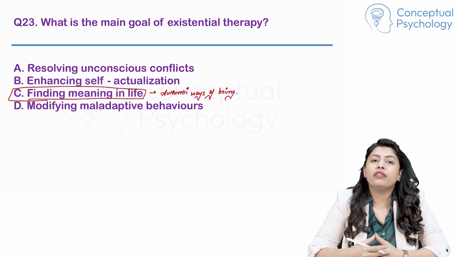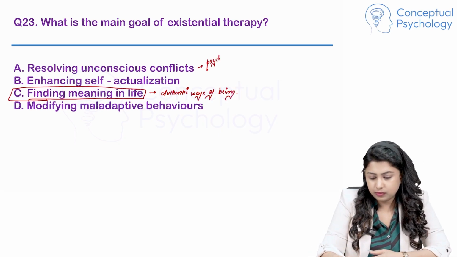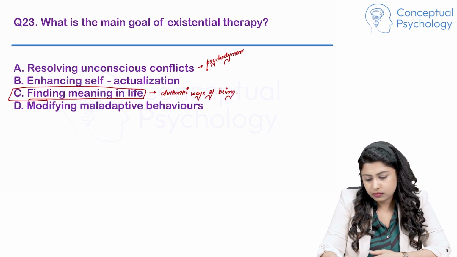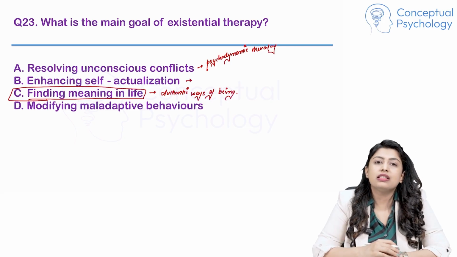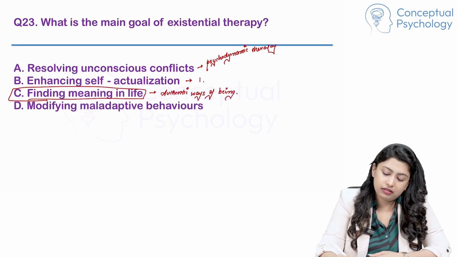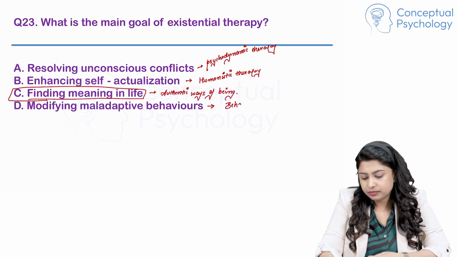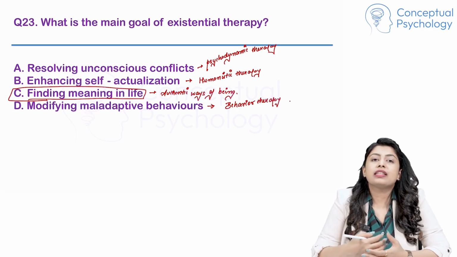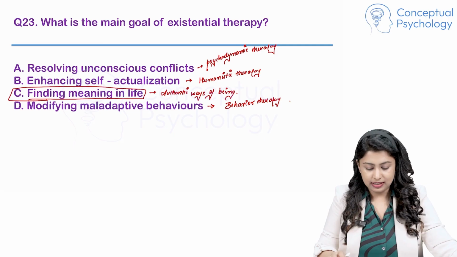So the first, resolving unconscious conflict, is a goal of psychodynamic therapy. Enhancing self-actualization is more specific to humanistic therapy. Modifying maladaptive behaviors is a goal of behavior therapy. So, existential therapy addresses the fundamental questions about meaning and purpose of human existence.